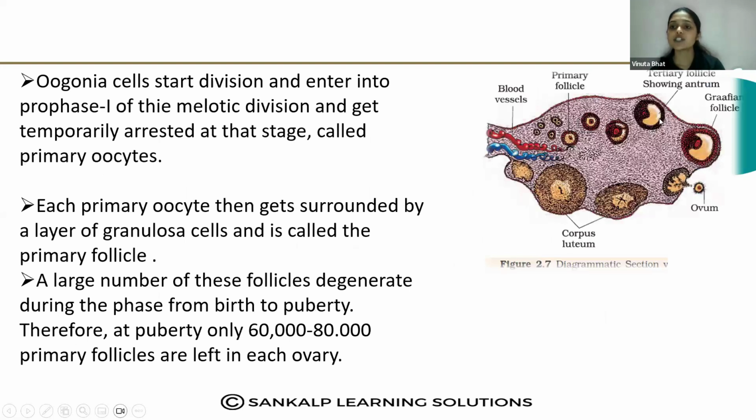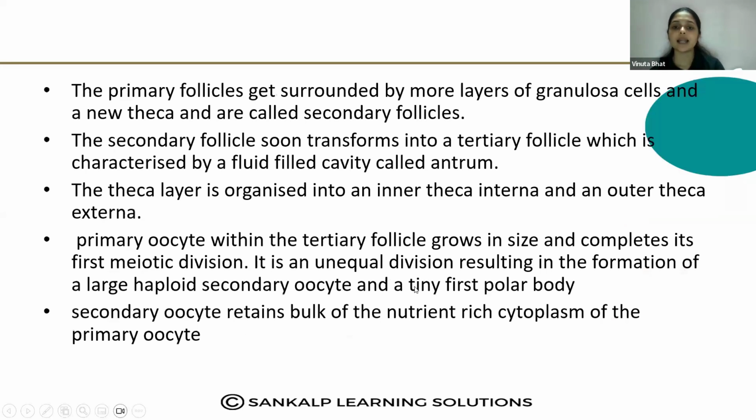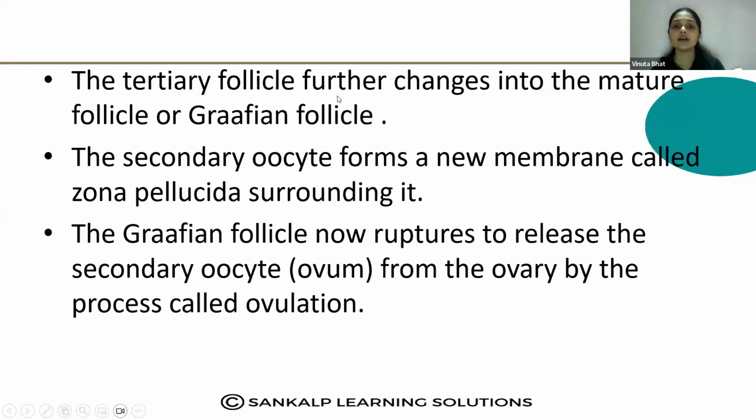So here is the tertiary follicle that contains the primary oocyte, right? This primary oocyte, which is arrested in the prophase 1 stage, now completes the first meiotic division and forms the secondary oocyte and the first tiny polar body. The secondary oocyte retains the bulk of the nutrients and is rich in the cytoplasm of the primary oocyte. Then the tertiary follicle further changes into the mature follicle, or the Graafian follicle.